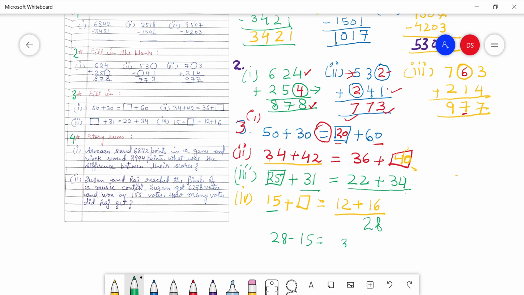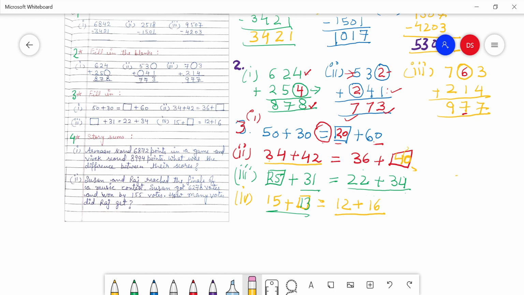This is 3 and 1. The answer is 13. Or you can check it by adding 15 plus 13. This is 28 and 12 plus 16. This is 28. We have balanced both sides. Okay. With this we have completed question number 3. Now we have one more question.